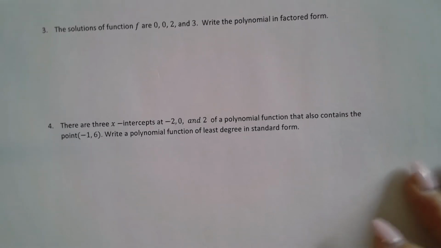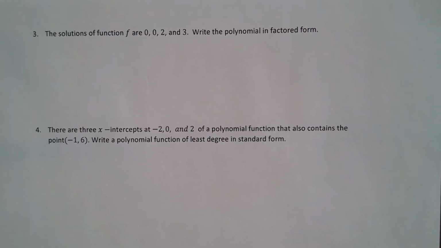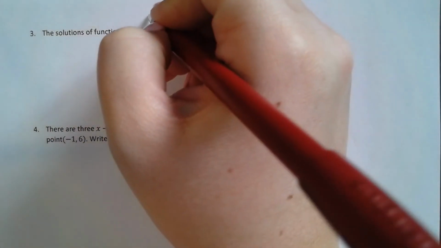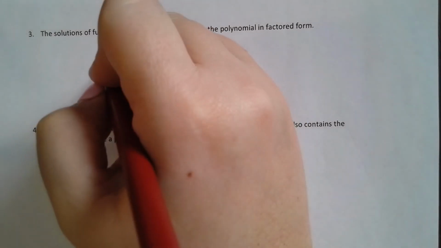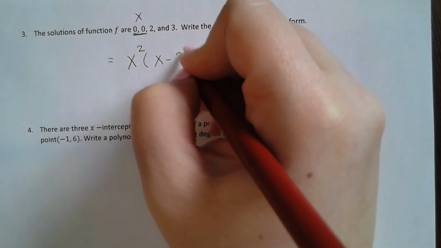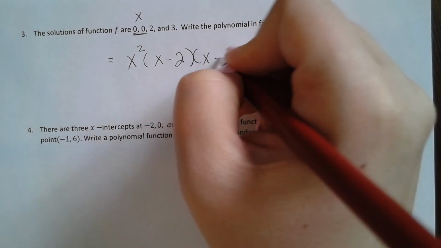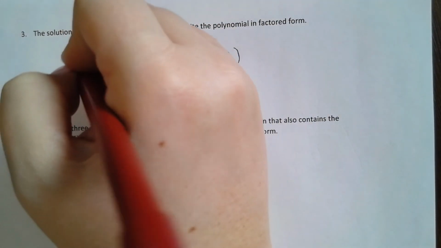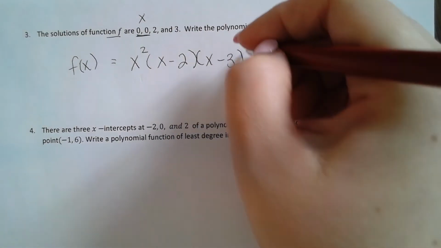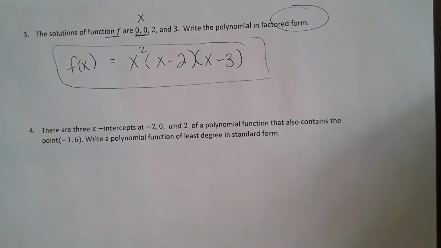Number 3, we have zeros of 0, 0, 2, and 3. So if we have zeros of 0, then that means our factor is x, and we have 2 of them, so that would be x squared. Then we've got 2, so x minus 2, and 3, so x minus 3. This is a function f. And it does say factored form, so I do not have to multiply it out.